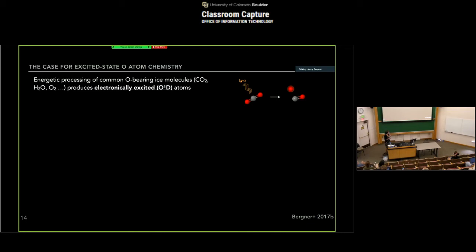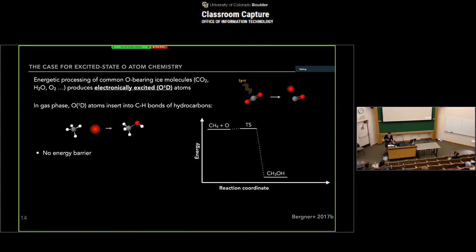So in this example of CO2 dissociation at Lyman alpha wavelengths, we break the molecule apart into CO and one of these O singlet D atoms. And this atom is kind of interesting because in the gas phase, we know that it has a very special property where it can insert directly into a carbon-hydrogen bond of something like methane and form an organic directly. And in the gas phase, we know that this chemistry proceeds with essentially no energy barrier, and you have a really favorable formation of your organic product.